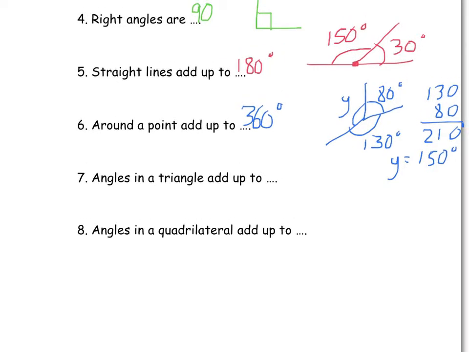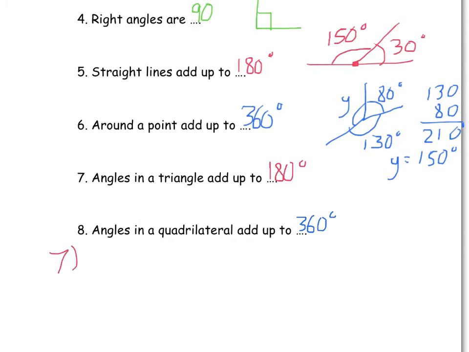Now the last two facts we're going to look at are to do with angles inside a shape. And angles inside a triangle add up to 180 degrees, and angles inside a quadrilateral, a four-sided shape, add up to 360 degrees. Now I'm going to do the two examples for these at the bottom.